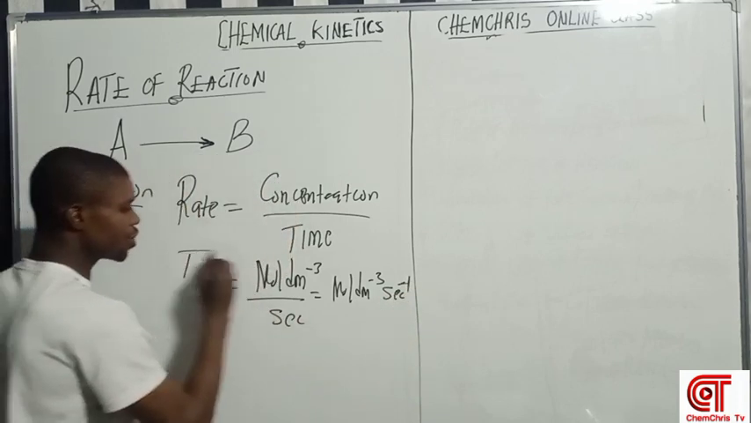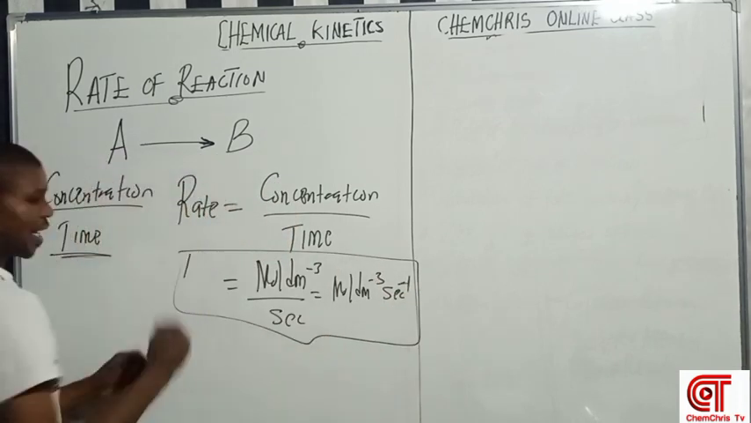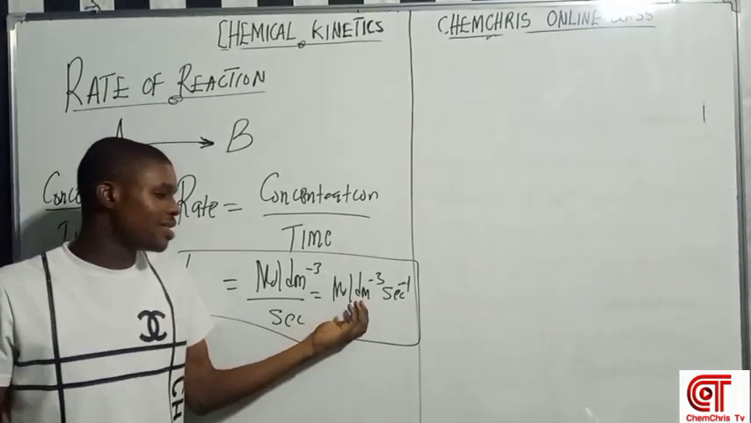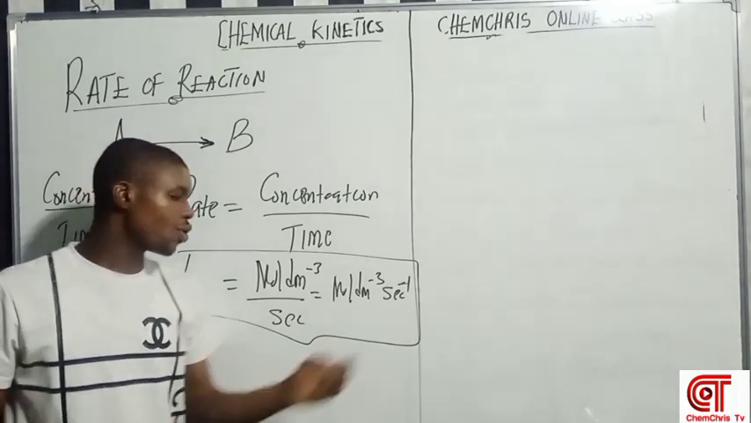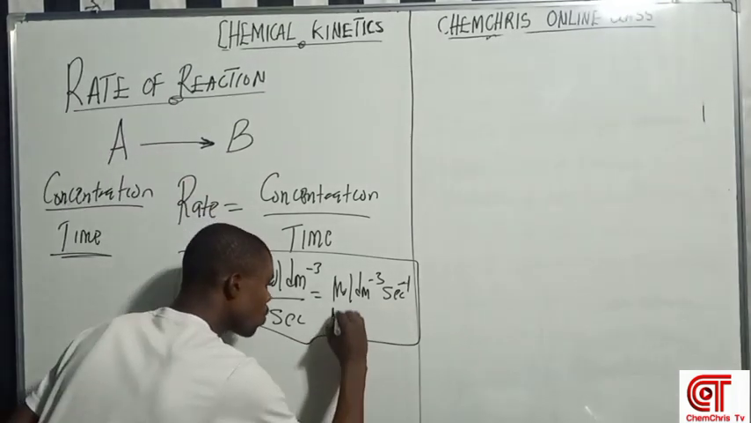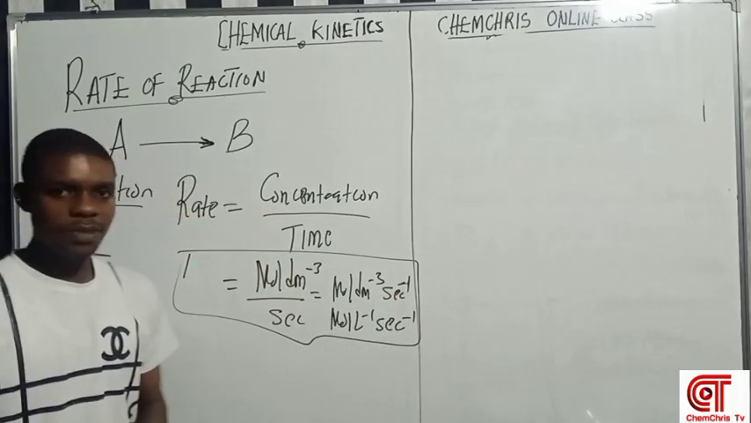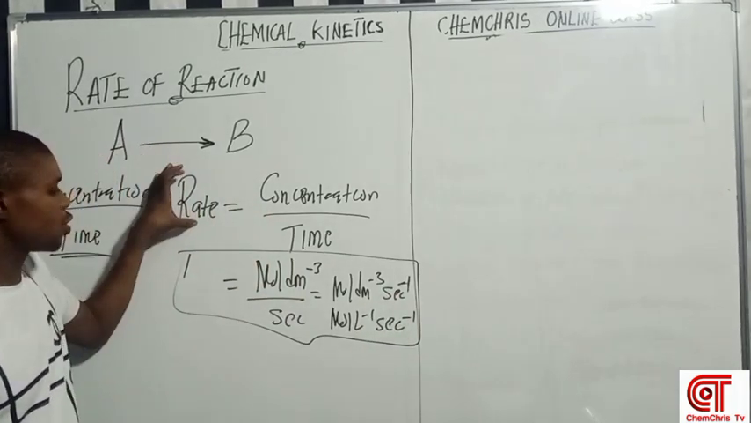So get the first two you want to put in your mind. The unit of rate of reaction is always equal to mole per dm cube per second, or you can say mole per liter per second. Do you understand? So that is the unit of rate.